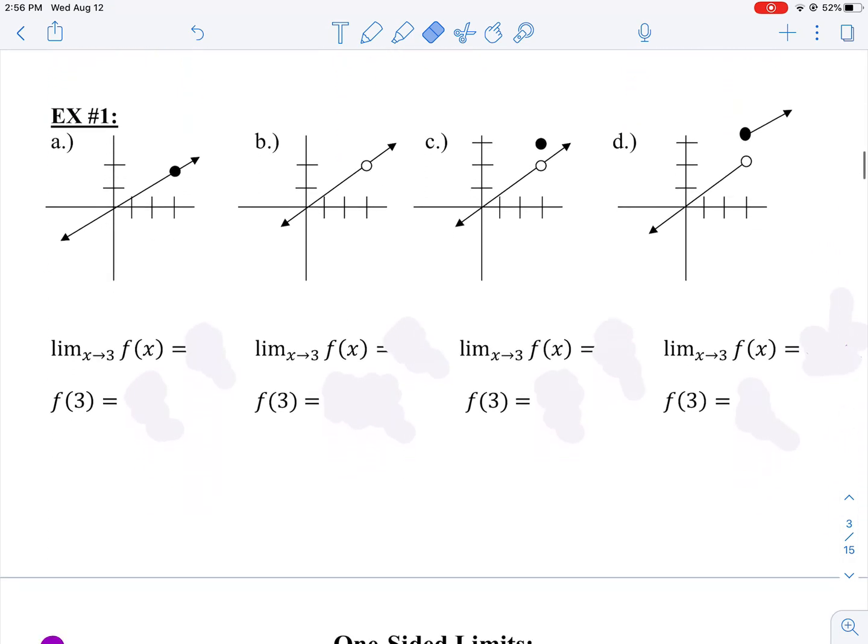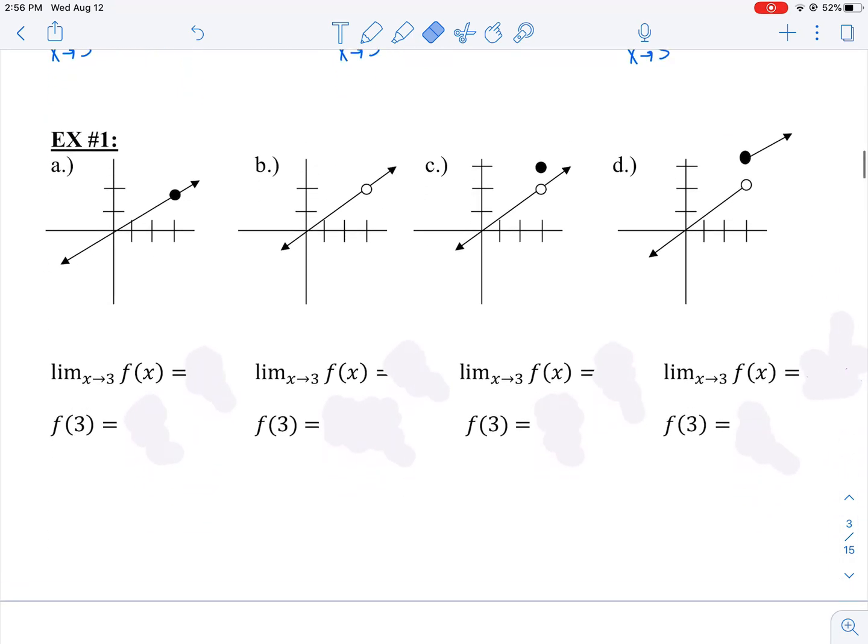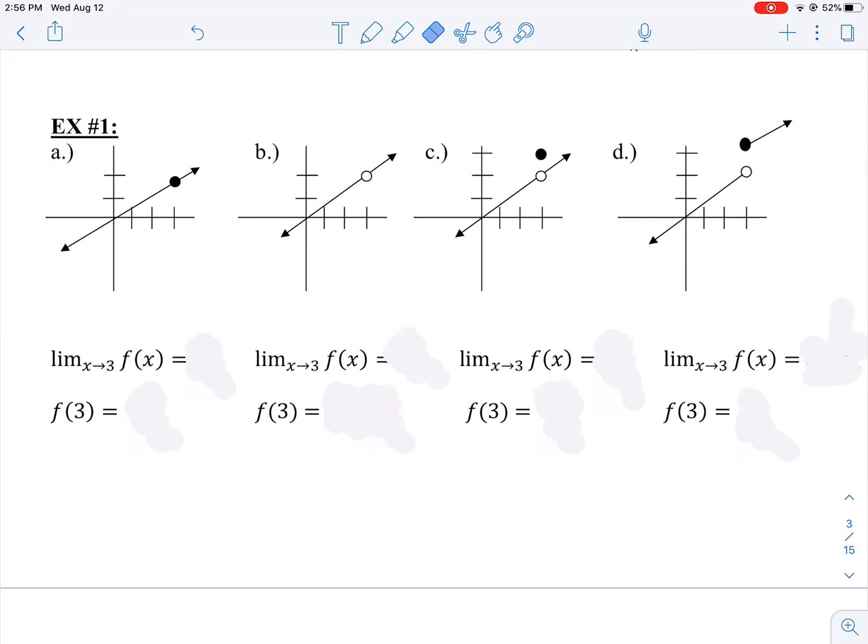Let's do one more example, and then I'll have you look at some other types of limit questions. Let's look at example 1. So example number 1 has 4 different pictures. It's going to ask you for a limit as x approaches 3 on each of these, and I'm also going to ask you for the function value, f of 3. That way we can kind of compare. Maybe you can pause the video and try these 4 first on your own to see if you're really understanding. So pause the video and see if you get the same answer as I do.